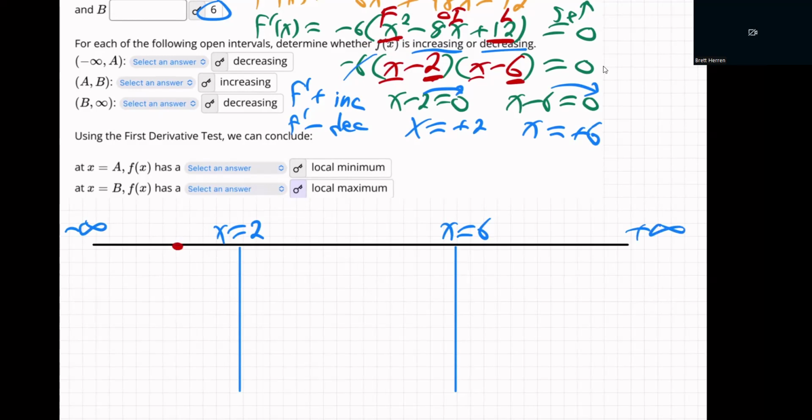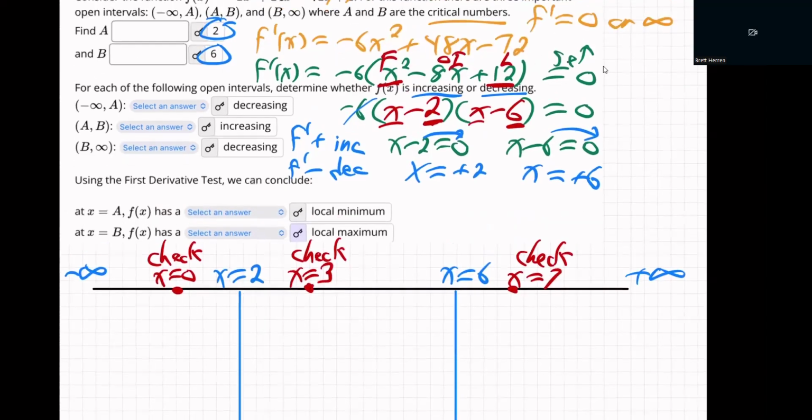I'll check something in this interval, like 0. Check x equals 0 just to check that interval. Something in this interval would be like x is 3. You could do 4 or 5, whatever. Something in this interval is x is 7, 8, 9, 10, up to 10 million. All right, check what? Check the first derivative because we want to know where it's increasing or decreasing. So what's the first derivative again? Right here. So the first derivative is minus 6x squared plus 42x minus 72.